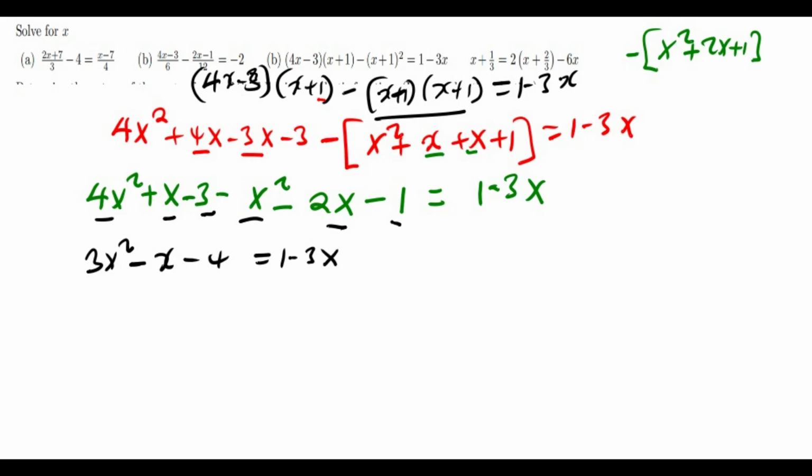I'm going to shift everything this side to go to the other side. So I'll have 3x squared minus x. So I'll shift this. So this is going to be plus 4 plus 3x. Plus 3x minus 4, then minus 1 should be equal to 0.